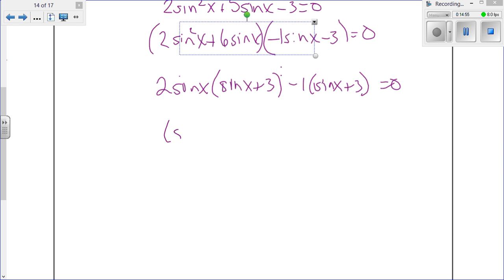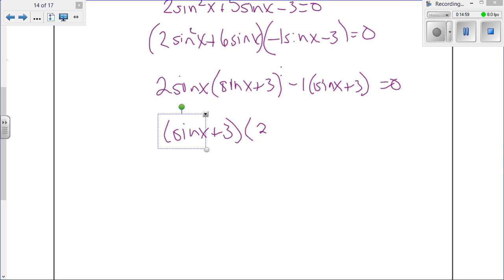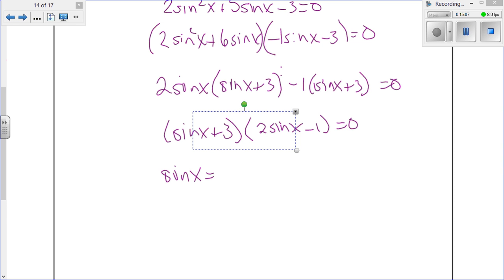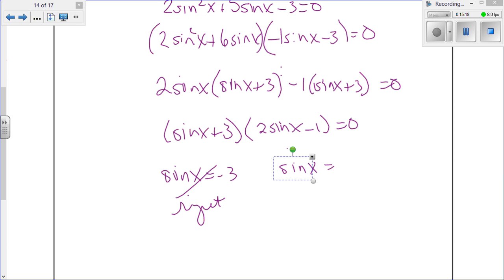And I have sine x plus 3 and 2 sine x minus 1. So I have sine x equals -3, which we cannot have. We know we have to reject that because sine has to be between -1 and +1. And here I have sine x equals 1/2. Sine is equal to 1/2 when x is equal to 30 degrees.